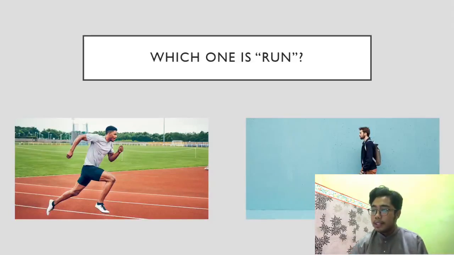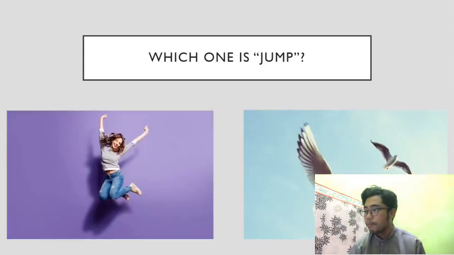So, the answer is picture number 1. Picture number 1 is run. Run, very, very fast. So, what about picture number 2? What is that man doing? Picture number 2 is walk. He's walking with his dog. Run, picture number 1. Walk, picture number 2. Now let's look at the second slide.